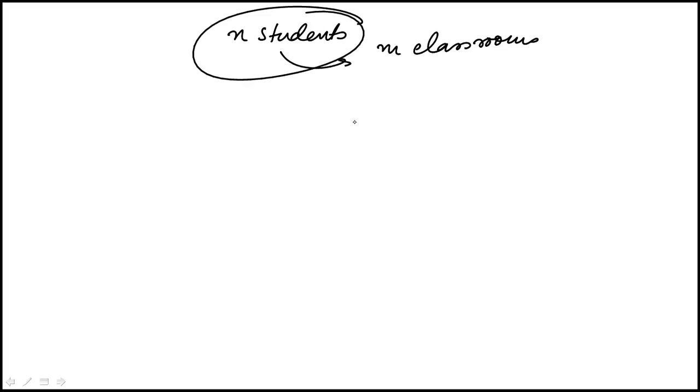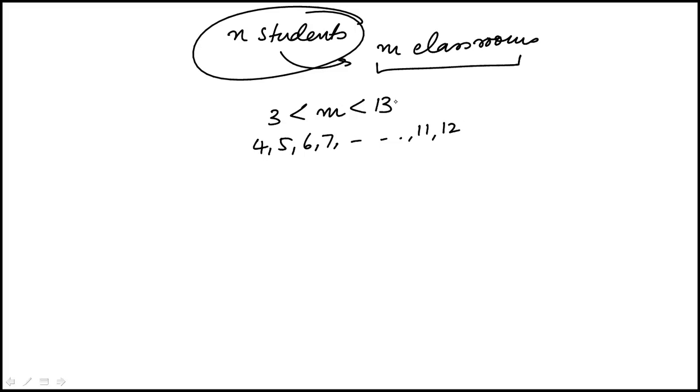So in this data sufficiency problem, we're given that there are n students, and these students need to be assigned to m classrooms. So we're really just dividing this many number of students into m classrooms. And we're given further constraints on m and n. M is a number between 3 and 13, and it's an integer. So any of the numbers 4, 5, 6, 7, all the way to 12. And n is a number that's greater than 13.